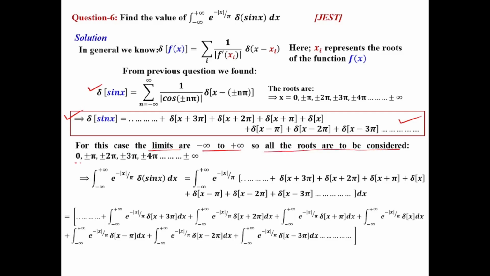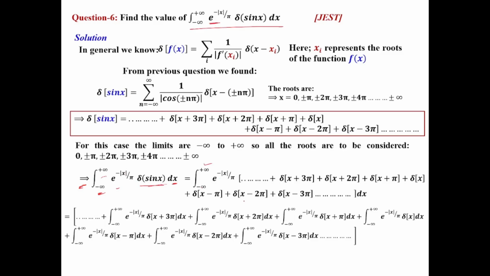That means 0, plus or minus pi, plus or minus 2 pi, plus or minus 3 pi, 4 pi, up to plus or minus infinite values we are going to consider. So that implies this integration from minus infinity to plus infinity of e to the minus mod x by pi, delta sin x dx, will be equal to, here you can see, minus infinity to plus infinity.